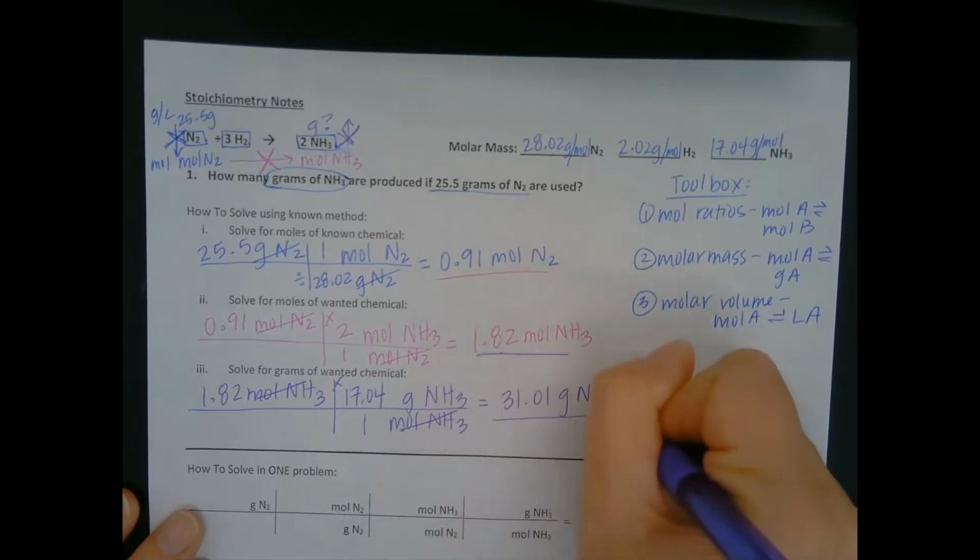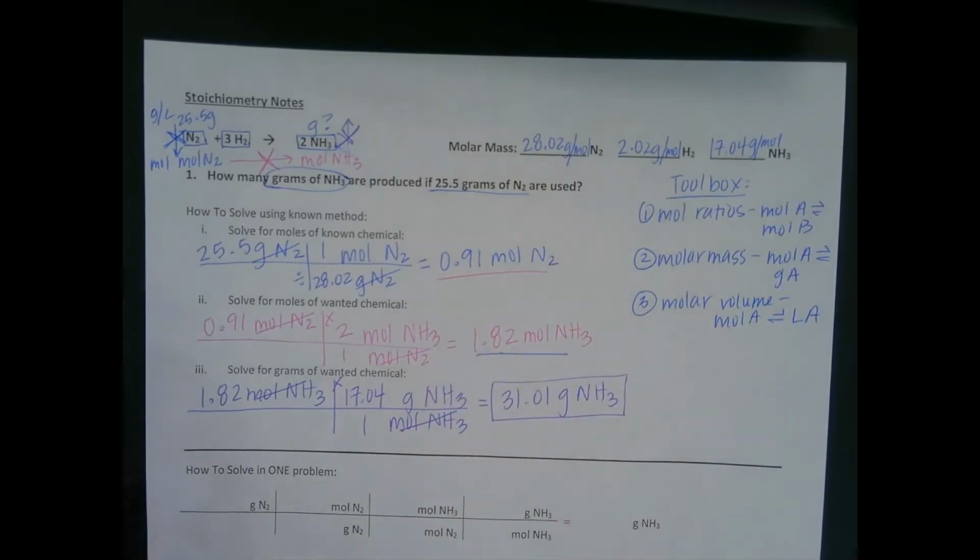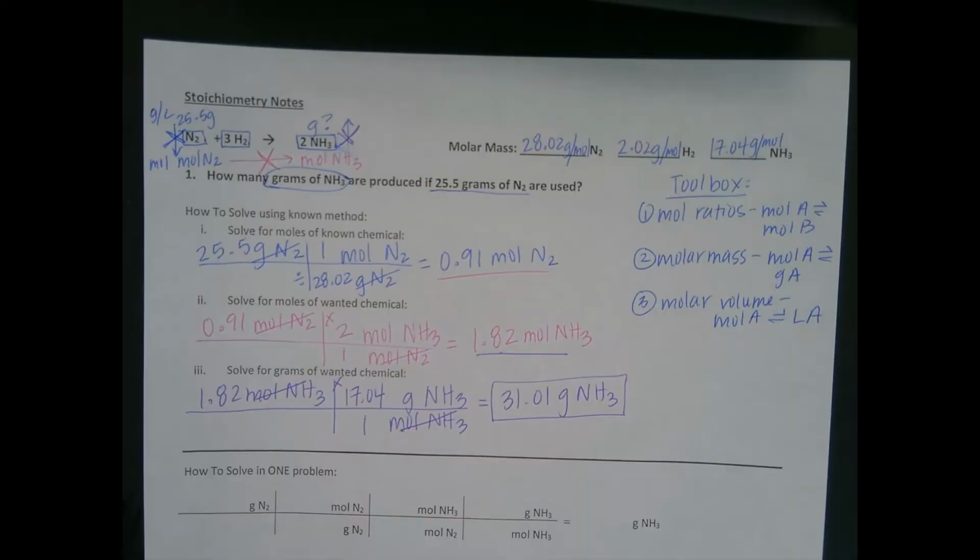There it is. Okay, so here's what this means: theoretically, if I run this experiment starting with 25.5 grams of N2, at the end I should get about 31 grams of NH3. Okay, that's what it means. It's things I can actually measure.